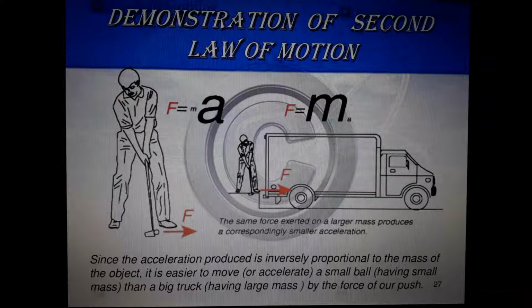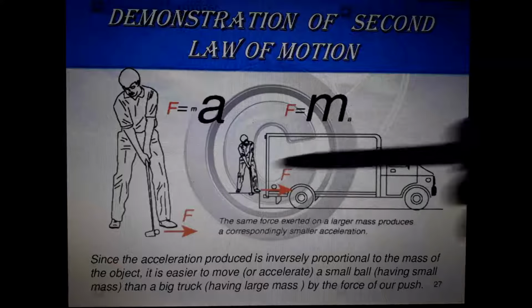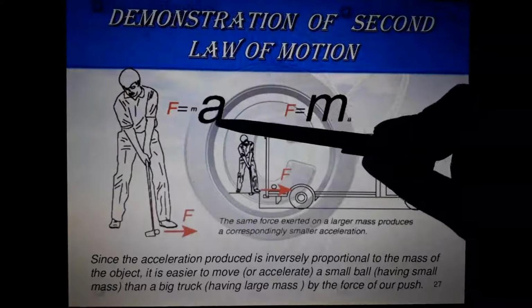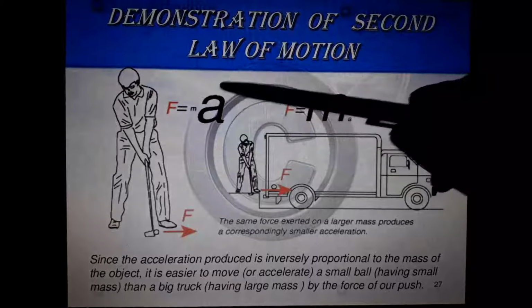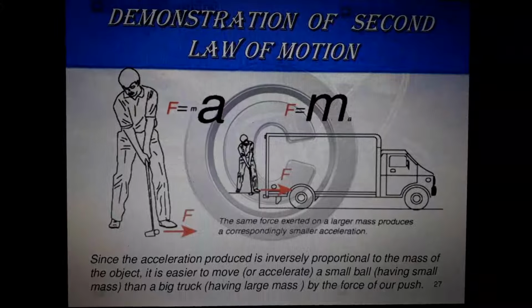Understand? If we are applying 10 Newton force, we have a ball here, we have a lorry here, and we are applying the same force, 10 Newton. But in the first case, acceleration will be very high because the mass is very small. The ball is small, so mass is small, so acceleration is huge. Acceleration is high when mass is low, and acceleration will be very less when mass is very high. That means acceleration produced is inversely proportional to the mass of the object. For that purpose this demonstration is given. The acceleration of a particular body is inversely proportional to its mass.